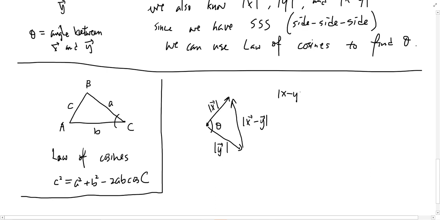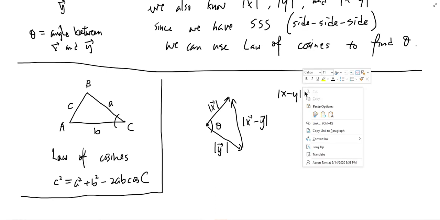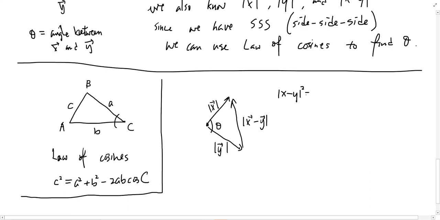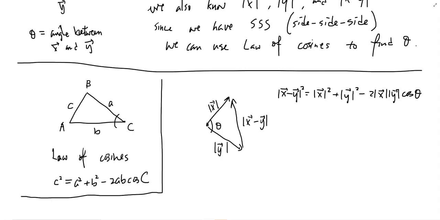The length of vector x minus y squared is equal to the length of x squared plus the length of y squared minus 2 times the length of x, times the length of y, times cosine theta. So that becomes a formula that now relates the lengths of x, y, and x minus y with angle theta.